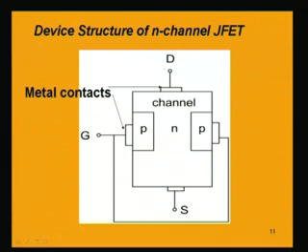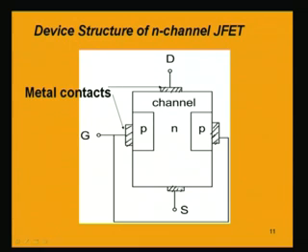There are metal contacts as shown here. These are the metal contacts, and from these metal contacts we draw out three terminals which are known as the drain terminal, gate terminal and the source terminal, as earlier in the MOSFET device also we have.